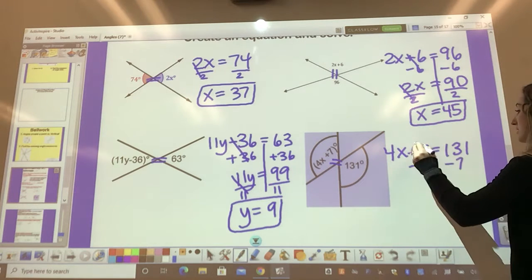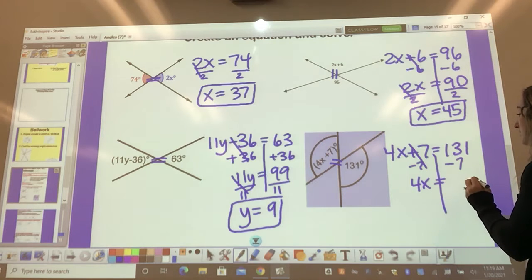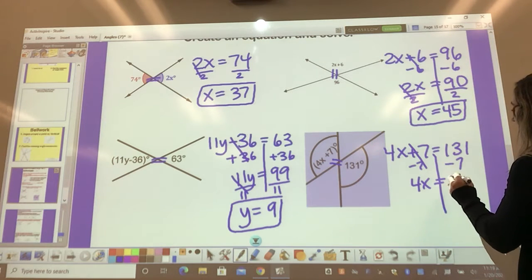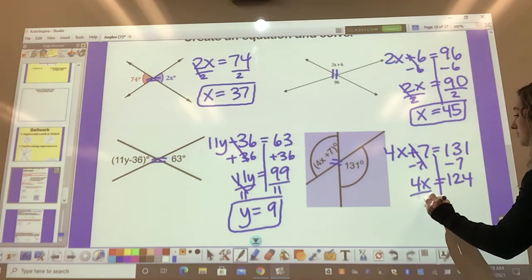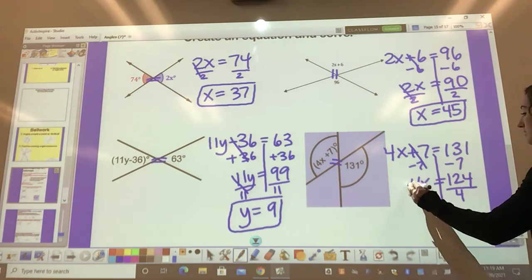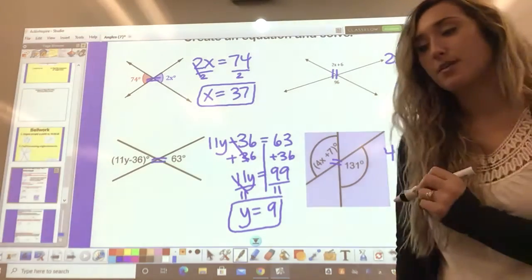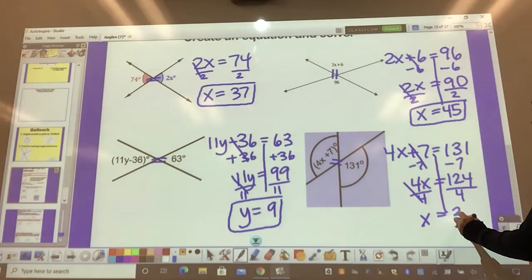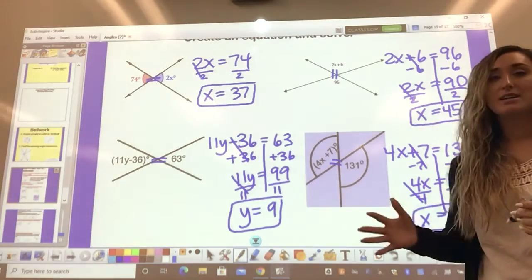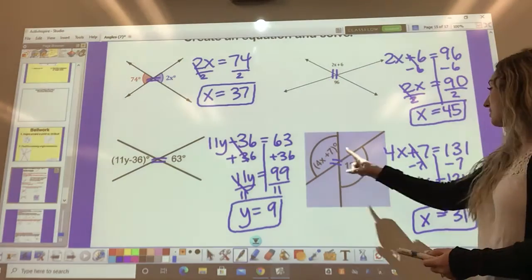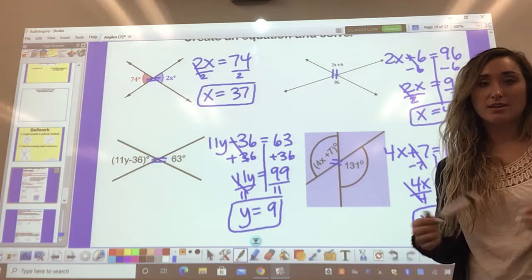Start by subtracting 7 on both sides, leaving us with 4x equals 124. And divide both sides by 4 to get x equals 124 divided by 4 is 31. So x needs to be 31. Again, that's not any of the angle measures, that's just what x needs to be in order for this to equal 131 like we know it should.